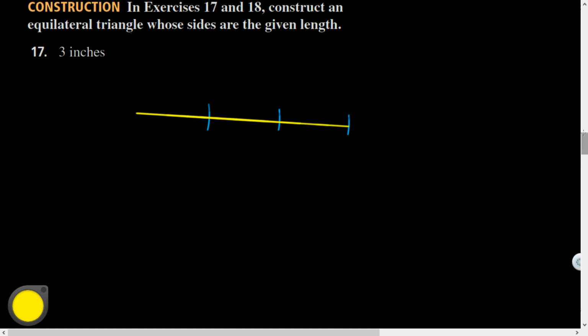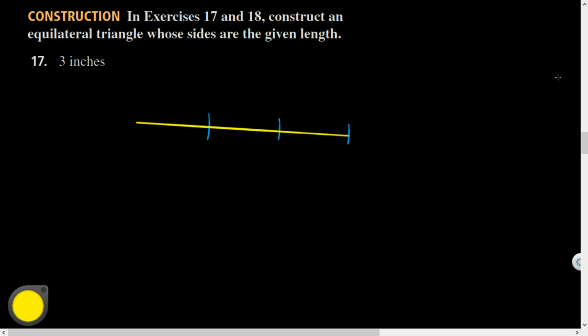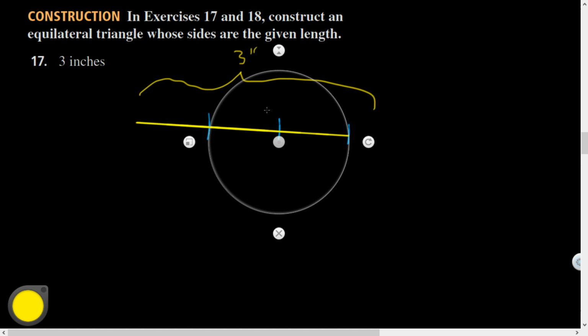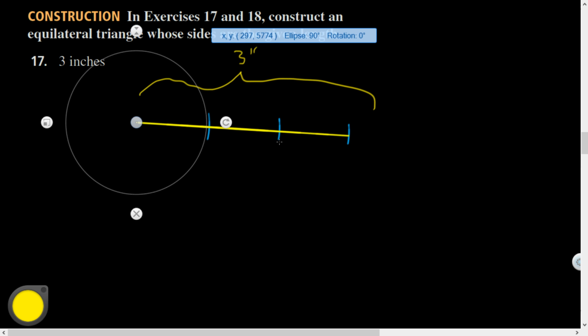All right. So we didn't do one in the lesson yesterday, but it says construct an equilateral triangle whose sides are the given length. So I was imagining, like I drew, this is probably like 4 feet long up here, but let's just pretend that on your paper, this is 3 inches. And what we would do, we would grab a compass. I would line it up.